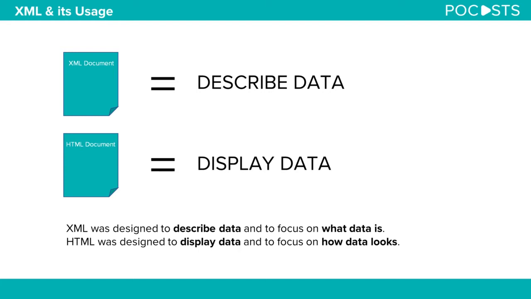Well, it's very simple. XML was designed to describe the data, and it focuses on what the data is. Whereas HTML was designed to display the data and focuses on how the data looks. So remember this simple definition whenever you want to differentiate between XML and HTML: XML is used to describe the data, whereas HTML is used to display the data. As I told you previously, web pages are developed using HTML, which are displayed in the browser, but XML is used in the backend to read the data and process it. So let me summarize what we learned till here.